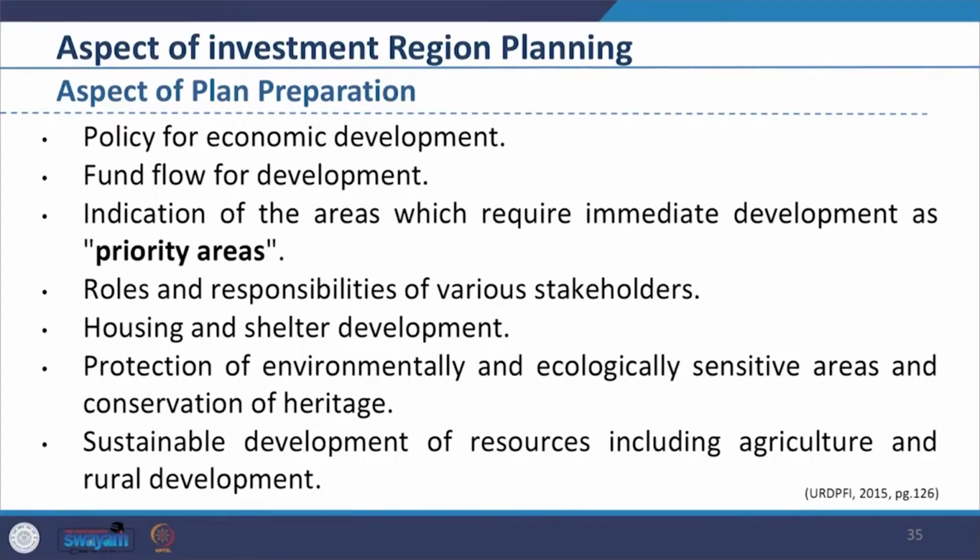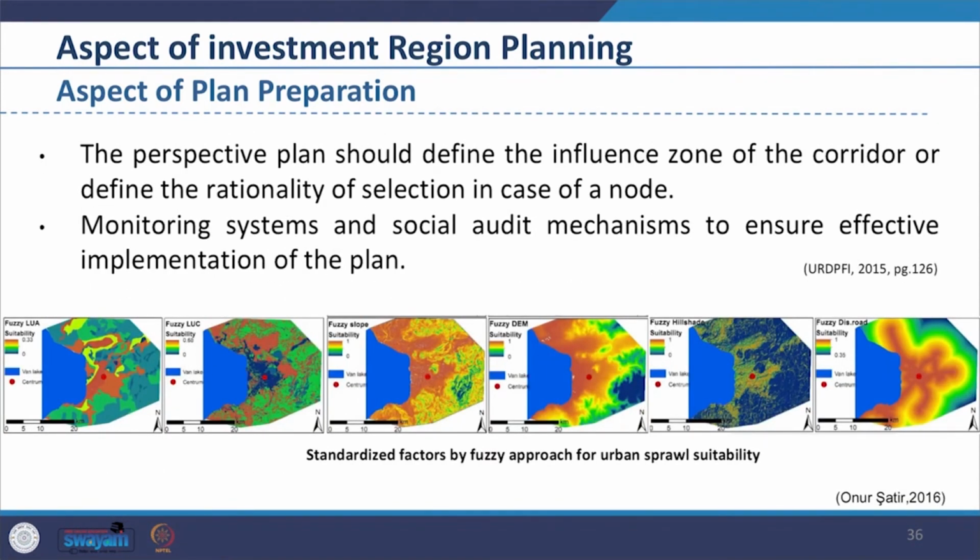Further, policy for economic development has to be considered. Fund flow for development has to be seen. Indication of the area which require immediate development as priority areas. Roles and responsibilities of various stakeholders. Housing and shelter development. Furthermore, protection of environmentally and ecologically sensitive areas and conservation of heritage has to be seen. Sustainable development of resources including agriculture and rural development has to be considered. The perspective plan should define the influence zone of the corridor or define the rationality of selection in case of a node. Finally, monitoring systems and social audit mechanism to ensure effective implementation of the plan has to be prepared.